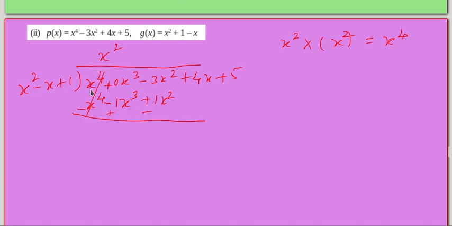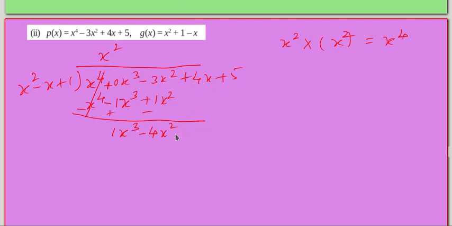And plus x power 4 minus x power 4 becomes 0. Plus 0x cube plus 1x cube becomes 1x cube. Here both are negative signs. This sign we should not consider. This is our new sign. So minus 3 minus 1 becomes minus 4. Minus 4x square.